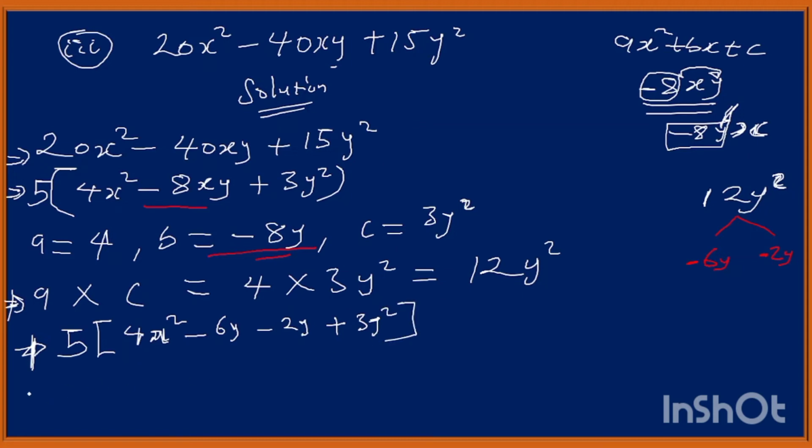So that is it. So the next step, we want to group this. Now I have this thought of grouping these two, but I want to interswitch. I want to take minus 2y to this place and then take minus 6y to this place, so that I can actually factorize easily. So this will give me 5 into 4x squared minus 2y, minus 6y plus 3y squared.